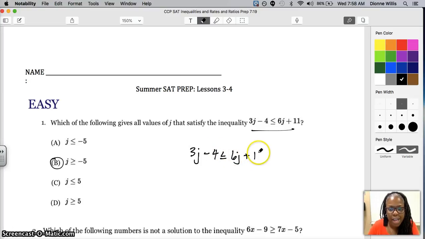So when we solve, we're actually not looking for an answer. We're going to look for an interval. We're not looking for like J is 5. We're looking for an interval of some sort that's given here. So I'm going to put J on one side. Let me move the J's to the left and the constants to the right.